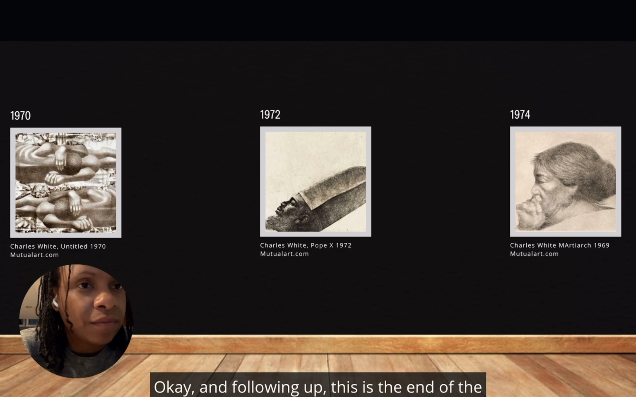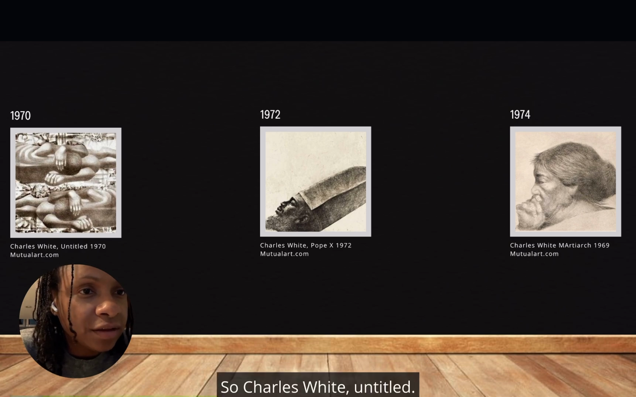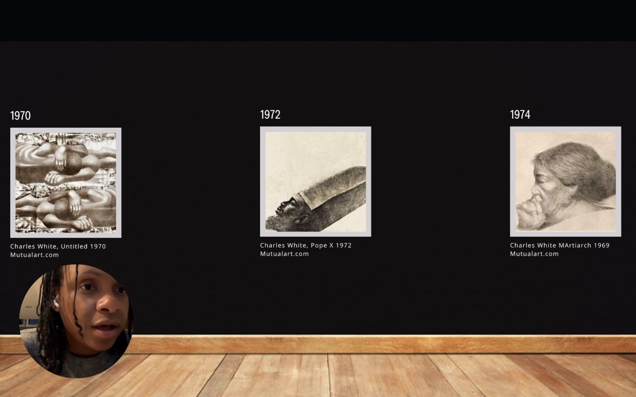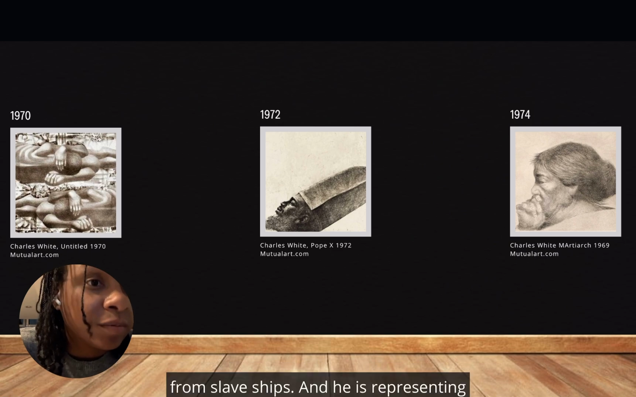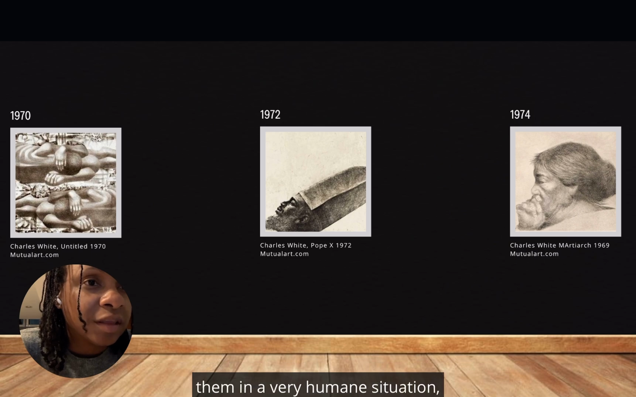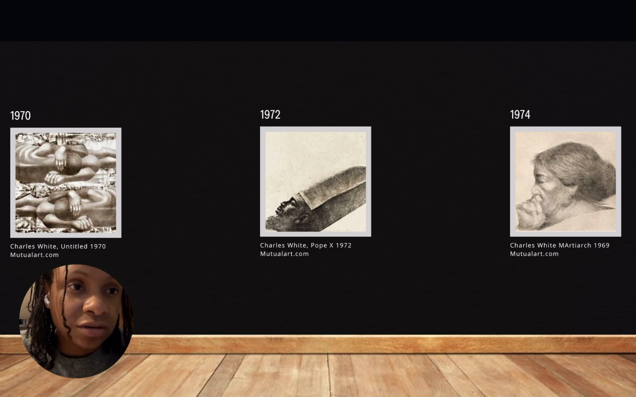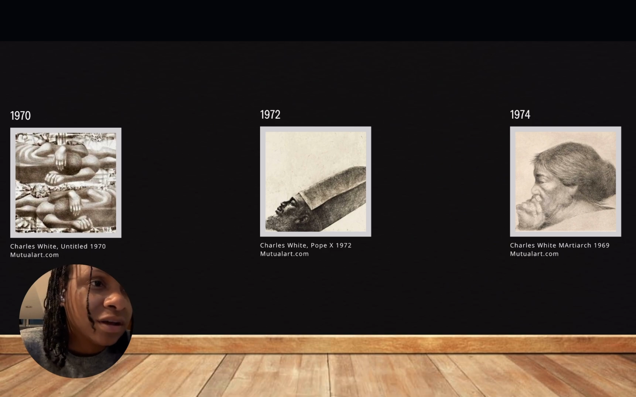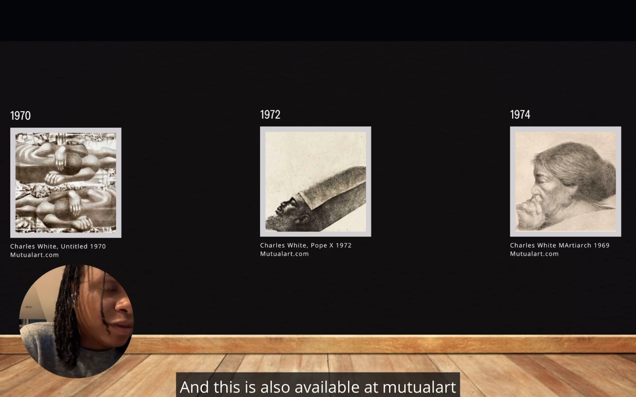Okay, and following up, this is the end of the timeline, 1970 and 1972. Charles White, Untitled. This is an image of two persons. This is the first time I've seen one of Charles White's images where the faces are not rendered. These are people side by side commuting from slave ships, and he is representing them in a very humane way in a very inhumane situation. This is the first time I've ever seen these, and I think I like these the best out of all of his works.